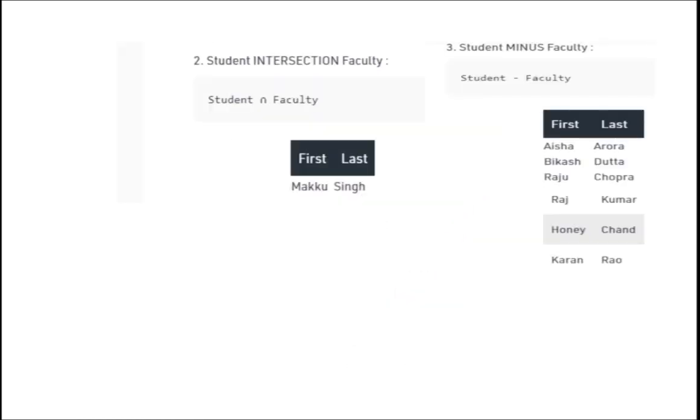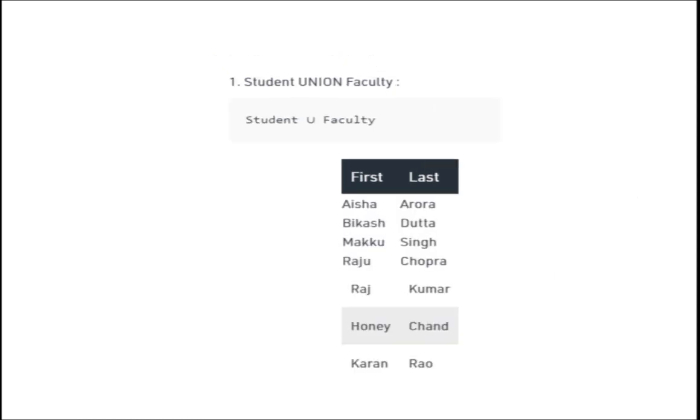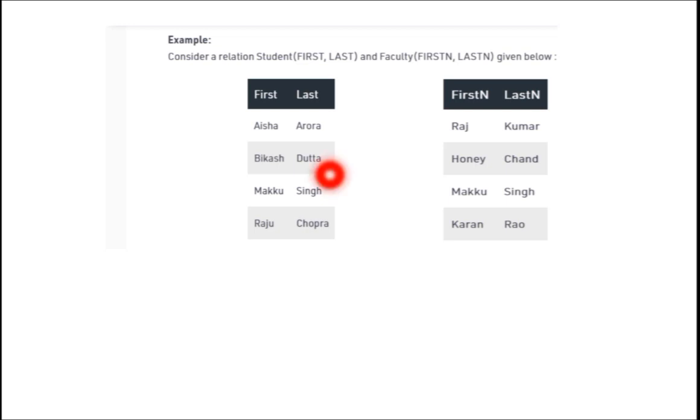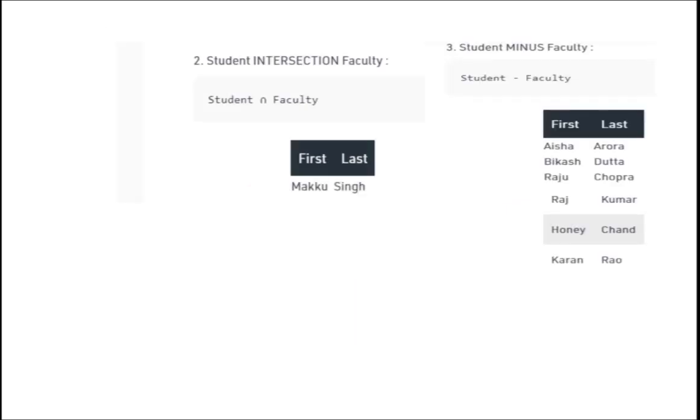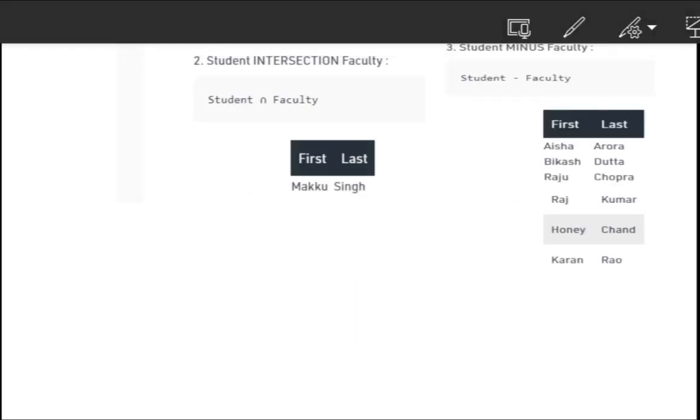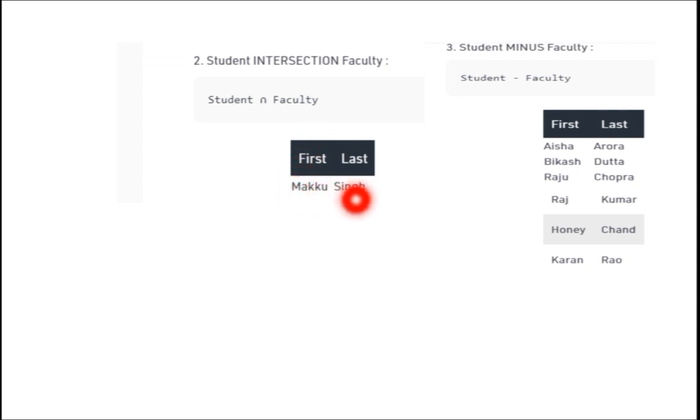Next, I will move to the intersection. Intersection means common values from both the tables. You can see what the common value is. This is the common value, Makku Singh. The result will be Makku Singh, the common value from student and faculty.